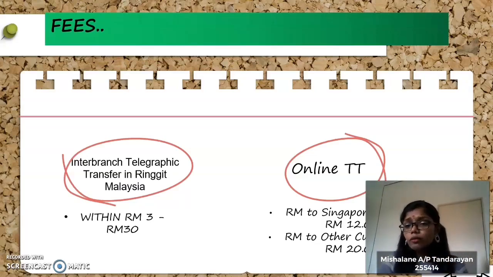Okay, so if via online TT, for example, Ringgit Malaysia to Singapore dollar, it will be charged 12 ringgit only. If Ringgit Malaysia to other currency, it will be charged RM 20 per item. So other currencies means except Singapore dollar, meaning Ringgit Malaysia to Hong Kong dollar, USD, things like that. So that's all from me. Thank you.